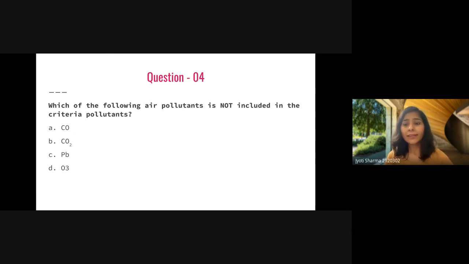Okay, then we have the concept of criteria pollutant, and you have to tell me which of the following air pollutants is not included in the criteria pollutants. We have four options here: carbon monoxide, carbon dioxide, lead, and ozone.